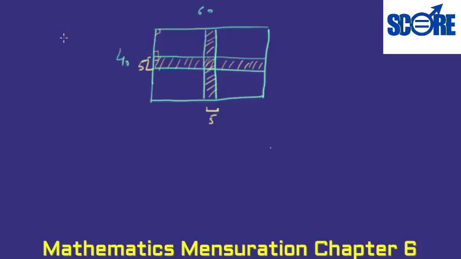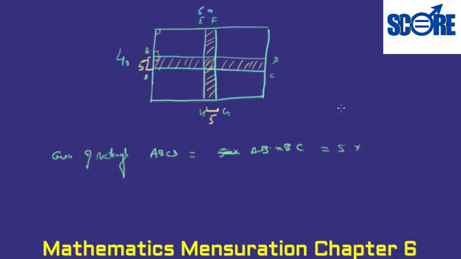Now let me mark the points here: A, B, C, D, and similarly here E, F, G, H. Now the area of rectangle ABCD is equal to AB into BC. AB here is 5 and BC is equal to the length of the lawn, that is 60, right? The area of rectangle EFGH is equal to EF into EH. EF is the breadth of the road, that is 5, and EH is the breadth of the actual lawn, which was 40, right?